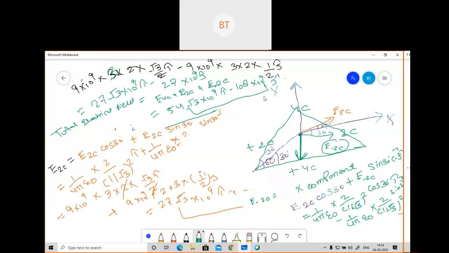So please try to solve more questions based on point charge. It will be good for you, because this is the basic basis of electric field. Line charge, point charge, if you are clear with those terms, the rest of the things will be completed. So try to solve all those questions.